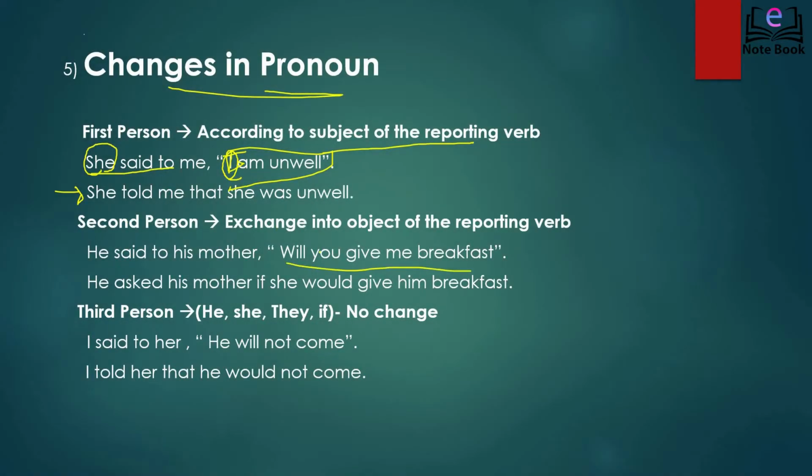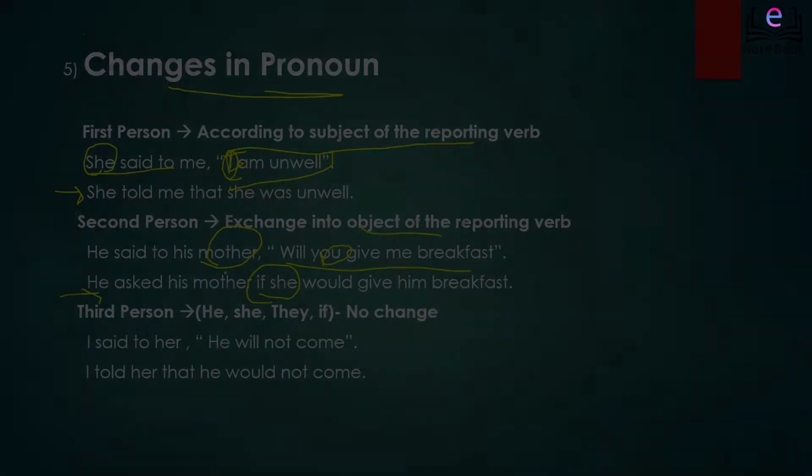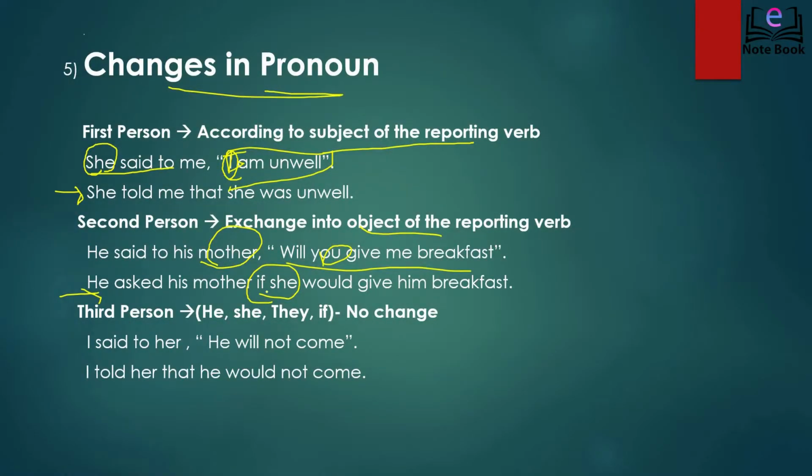If in the reported speech we have second person, then change it to the object of the reporting verb. For example, he said to his mother, "Will you give me breakfast?" Here the object is mother. So in the indirect form, we write it this way: He asked his mother if she would give him breakfast. Here the objective form of mother is she. So we changed you, or the second person, to the object of the reporting verb.